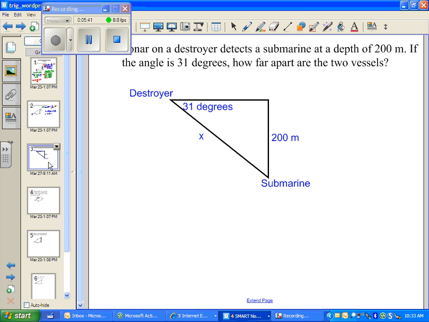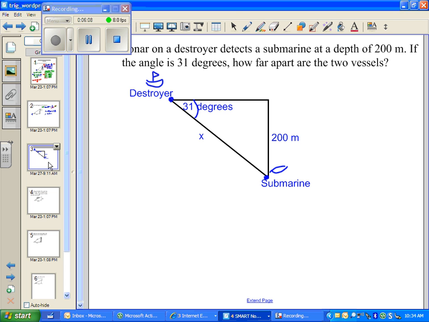Here we have a destroyer, which is our ship. Our ship is going to be up here, and it's going to be destroying submarines, and our submarine is down here. So here's our submarine, here's our destroyer. We're looking for the distance between them, which is our hypotenuse. We know that the angle that the destroyer is looking down at the submarine is 31 degrees.